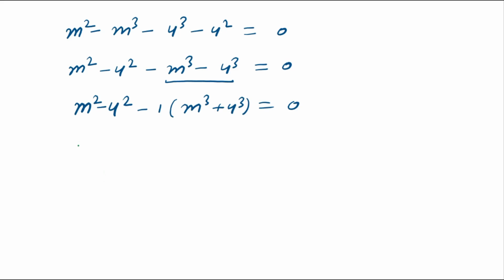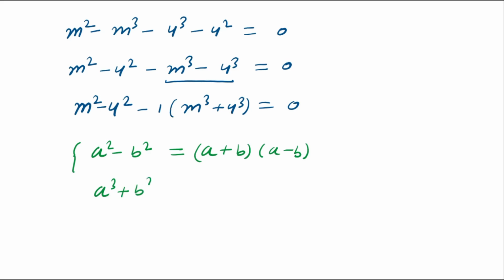Here we will apply this rule: a square minus b square is equal to (a plus b) times (a minus b), and a cube plus b cube is equal to (a plus b) multiplied by (a square minus ab plus b square).